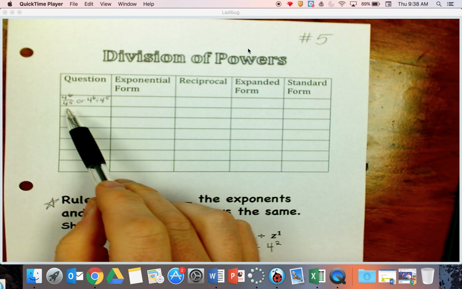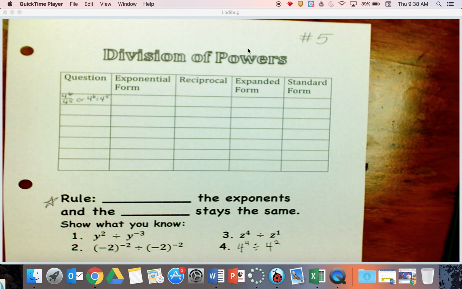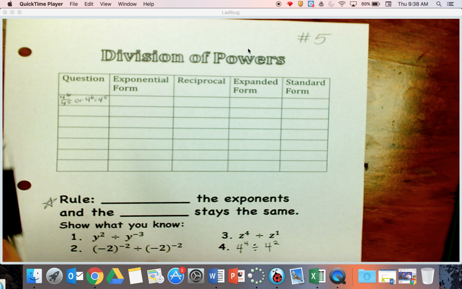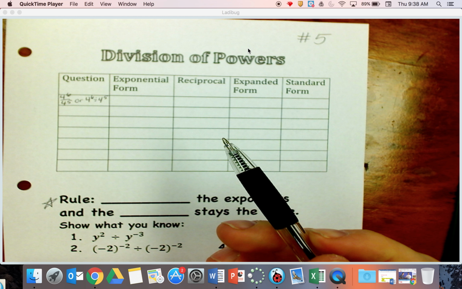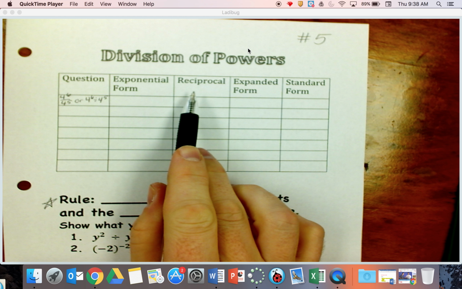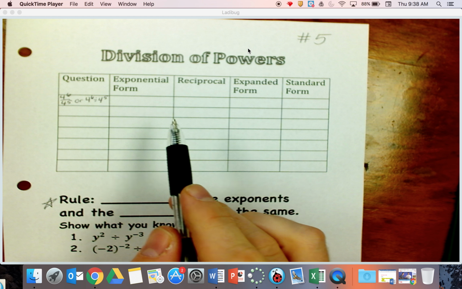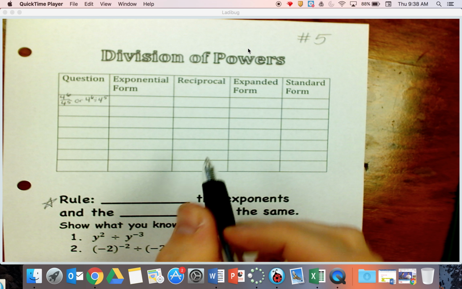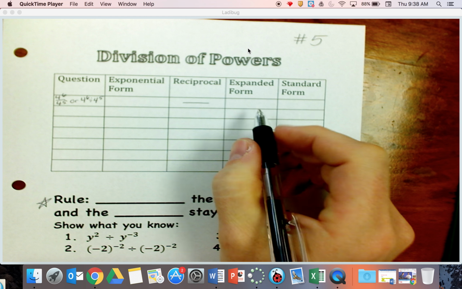So here's our question. We want to take 4 to the 6th power and divide it by 4 to the 5th power. Or you may see it written like this with a division sign. Basically, that already is our question, so we need to ask ourselves, okay, remember, reciprocal. Do we have any negative exponents here? We don't have any negative exponents, so we're okay. So now we want to expand it out.